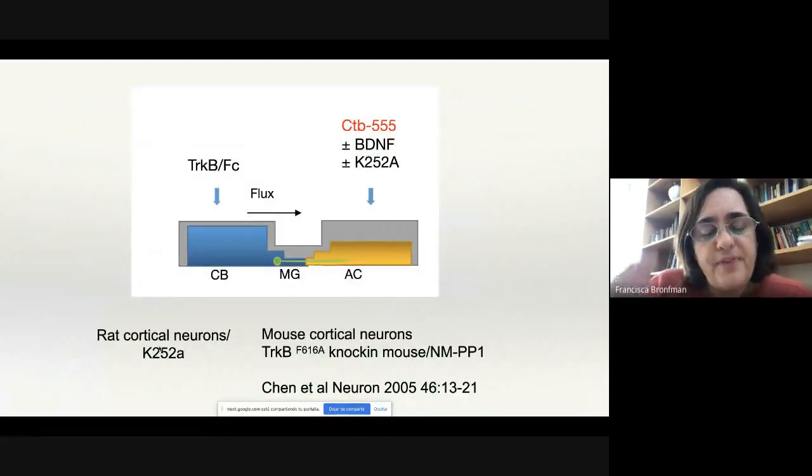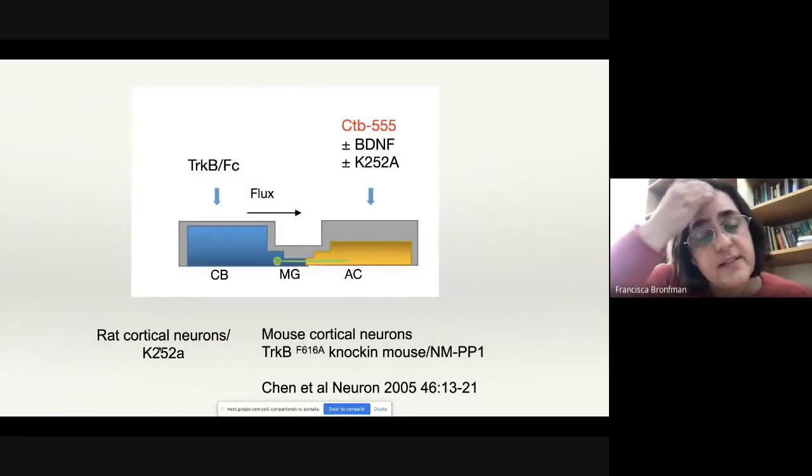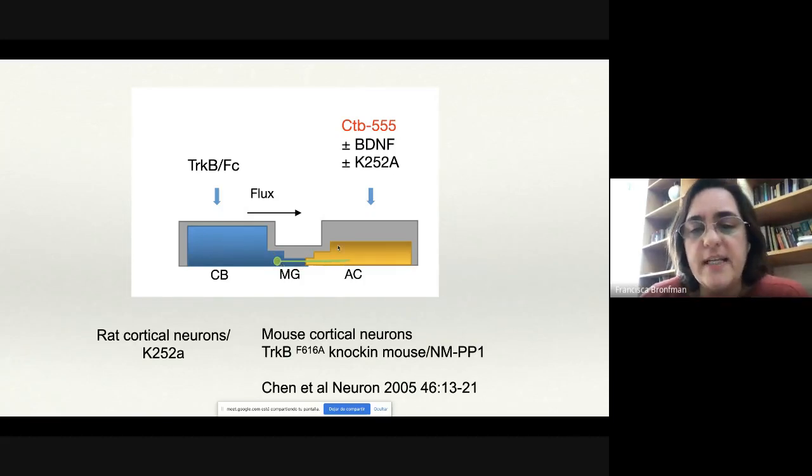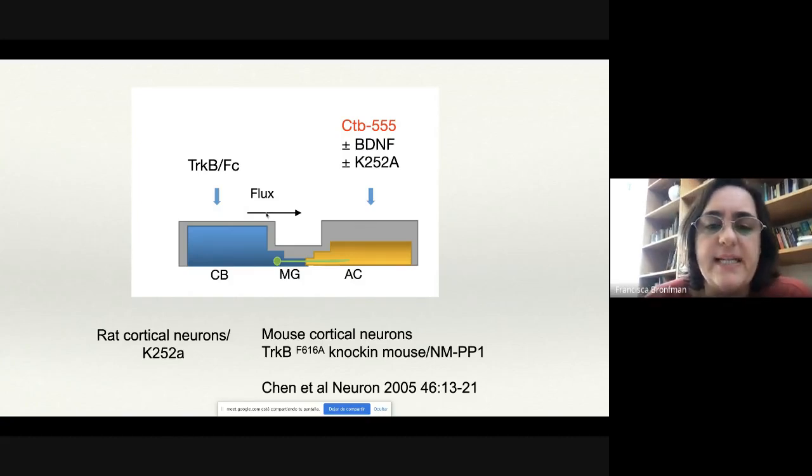So we have two cellular models, and we follow more or less this experimental design. We have the cultures in compartmentalized cultures. Here in blue is the cell body compartment, in green is the neuron, and in yellow you see the axonal compartment. The flux of the fluid depends on the experimental design, but mainly goes through the axonal compartment.